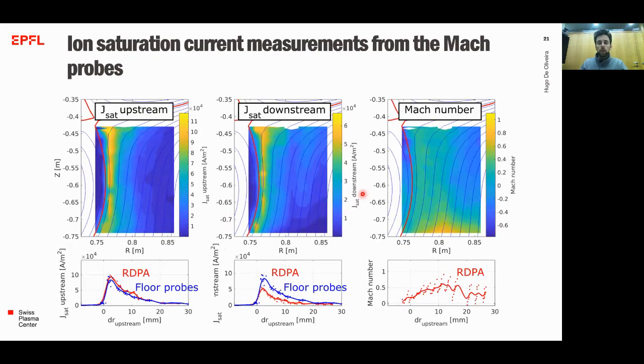So first of all, the ion saturation current, which is one of the most direct measurements that you can get from Langmuir probes. You can see here that the ion saturation current profile is in agreement with wall-embedded Langmuir probes. On the downstream side, the current is about 2 times lower, and this translates to a Mach number of about 0.3 to 0.6, because by having the ratio between downstream and upstream measurements, we can calculate the Mach number.